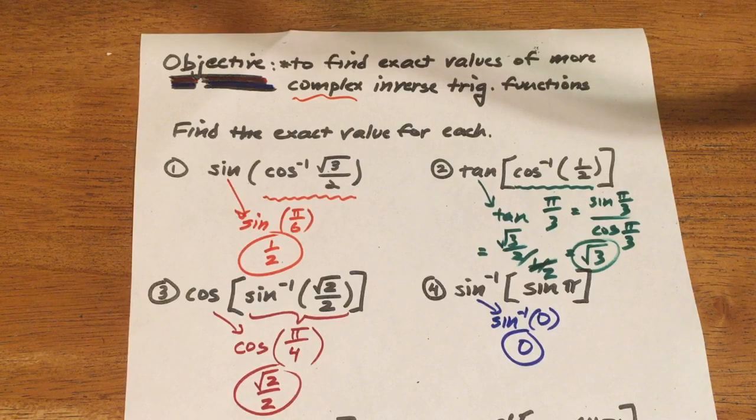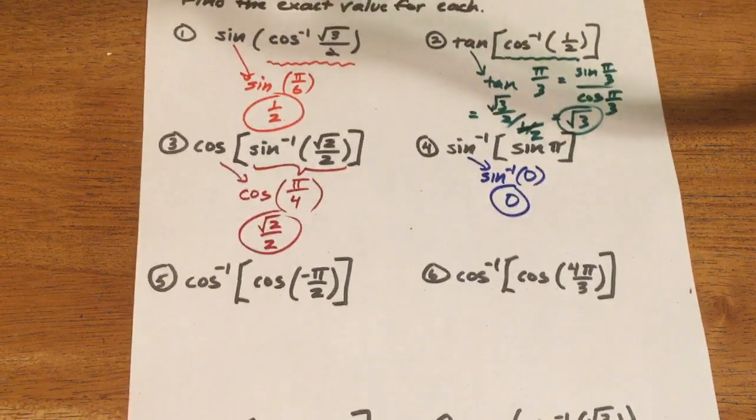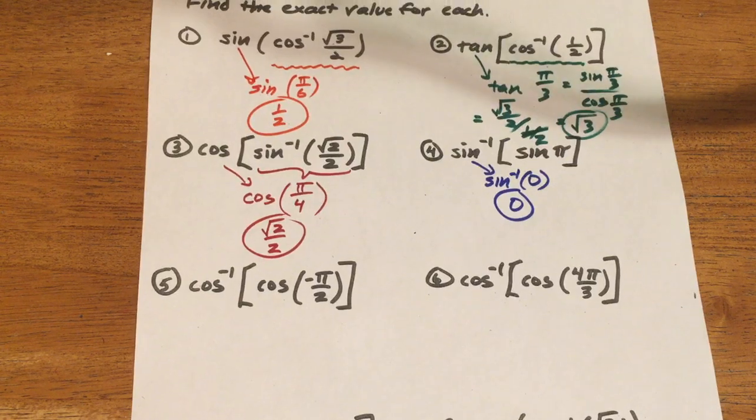All right, ladies and gentlemen, here's what I want you to do. I want you to try numbers 5 and 6 now on your own. So take a moment, copy those down, give those a try, then we'll go through those together.